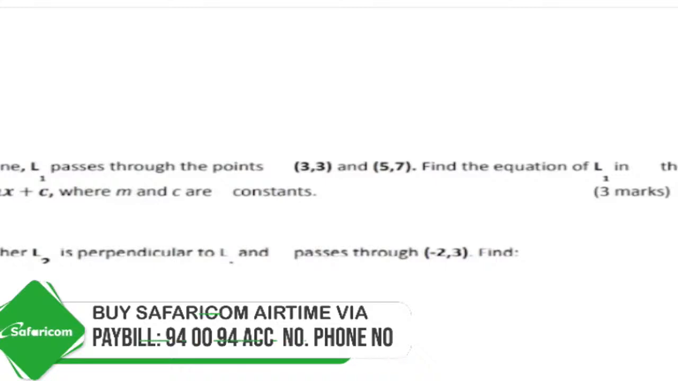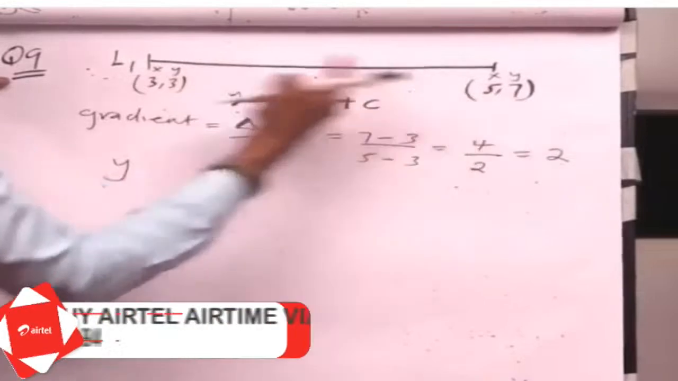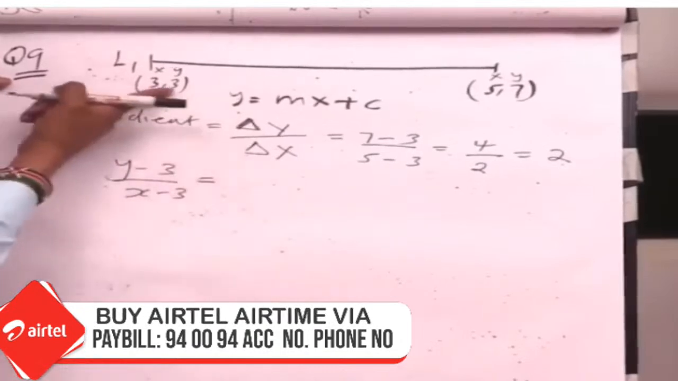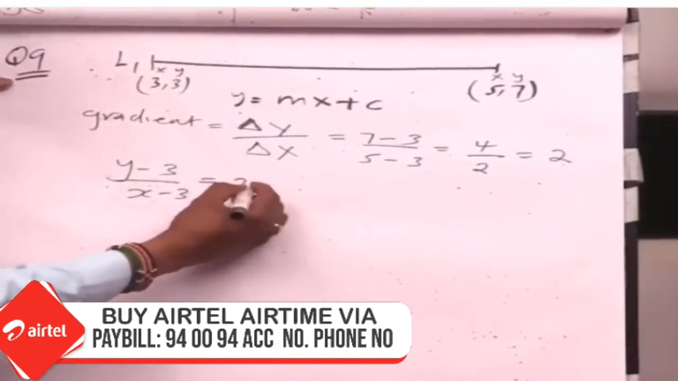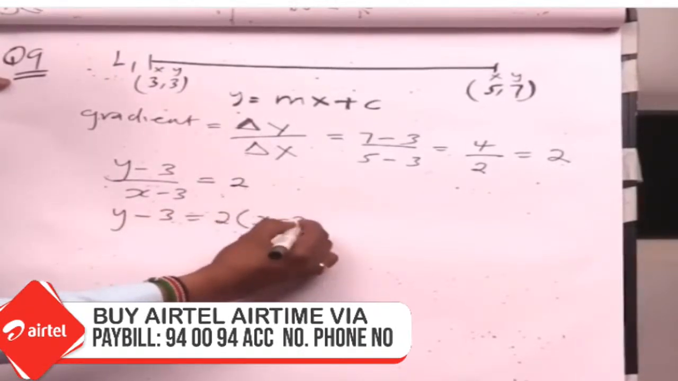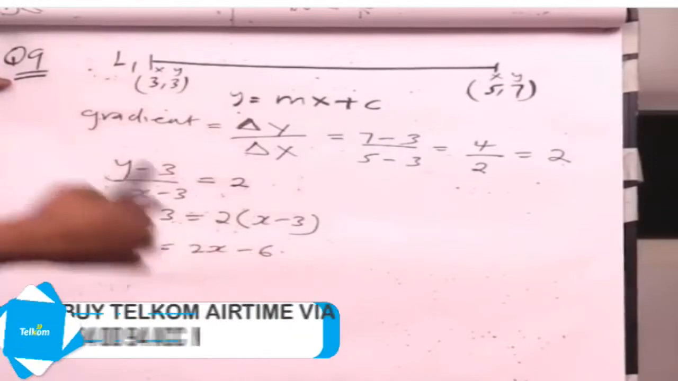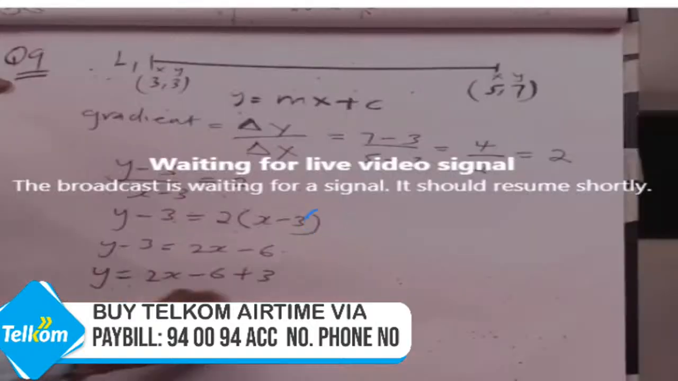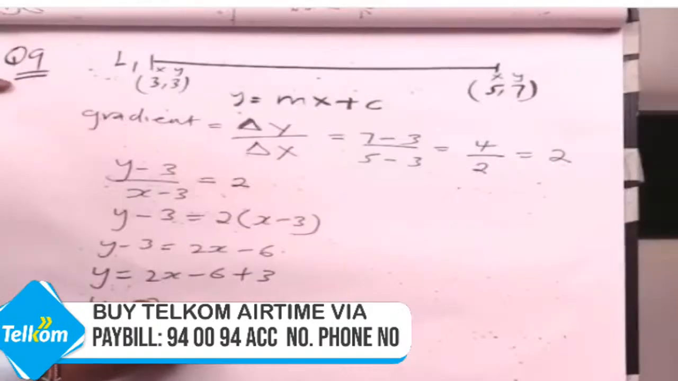If this is the gradient, for the equation of the line you can use either point. You get the equation y minus 3 over x minus 3 equals 2. I have decided to use the first point. Therefore, y minus 3 equals 2 times (x minus 3). Opening up, y minus 3 equals 2x minus 6. Because we want it in the form y = mx + c, the minus 3 crosses to the other side and becomes plus 3. So y equals 2x minus 6 plus 3, which becomes y = 2x minus 3. This is in the form y = mx + c.